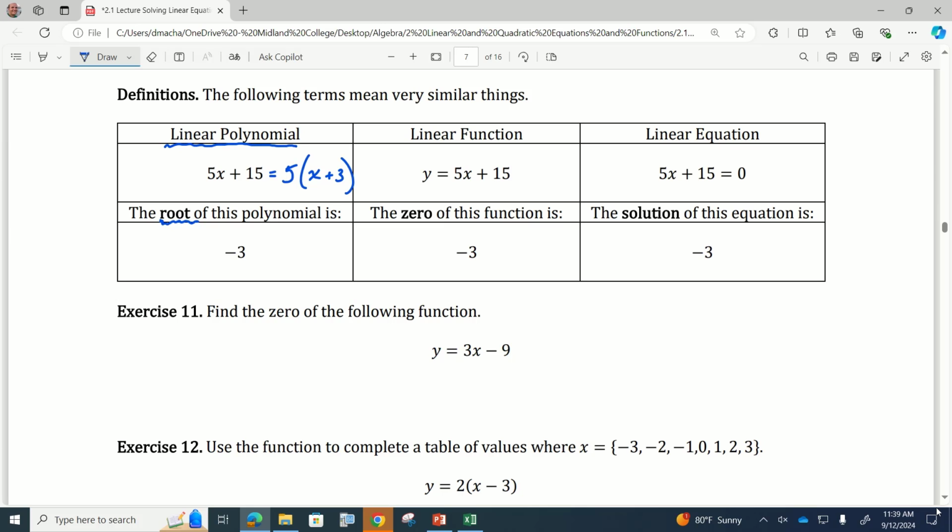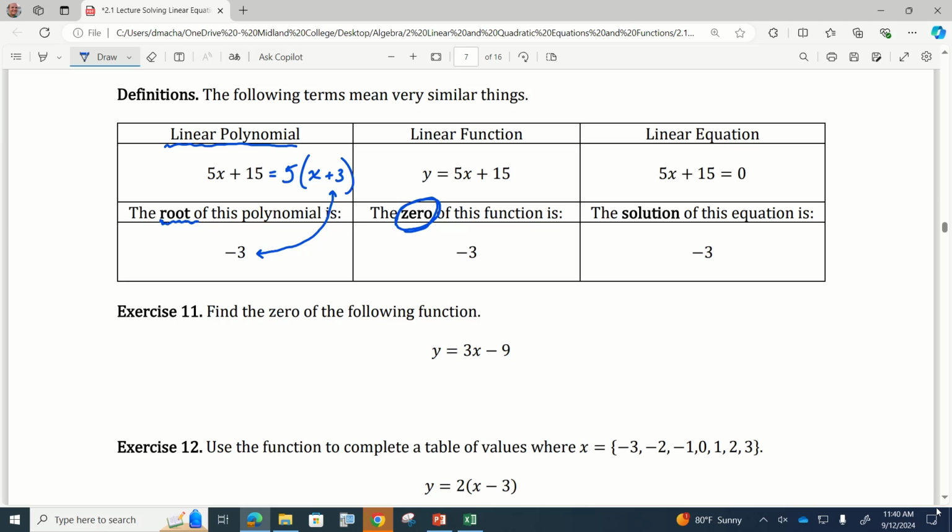And you can tell from the factored form that the root is negative 3 because we expect to find x minus the root. And so if you see x plus some number, then the root must be negative. And what I want to point out next is that if you write a linear function, then it's y equals a linear polynomial. And the new vocabulary word is the word 0.